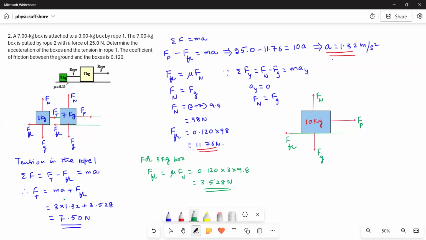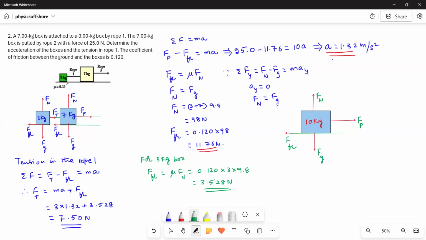Now MA is 3 times acceleration, the mass of the 3 kg block times acceleration. Acceleration we already found out. And then friction. To find out the friction, sigma Fy is equal to Fn minus Fg is equal to 0. Same way, Fn minus Fg is equal to 0, ay is equal to 0. Therefore, Fn is equal to Fg.